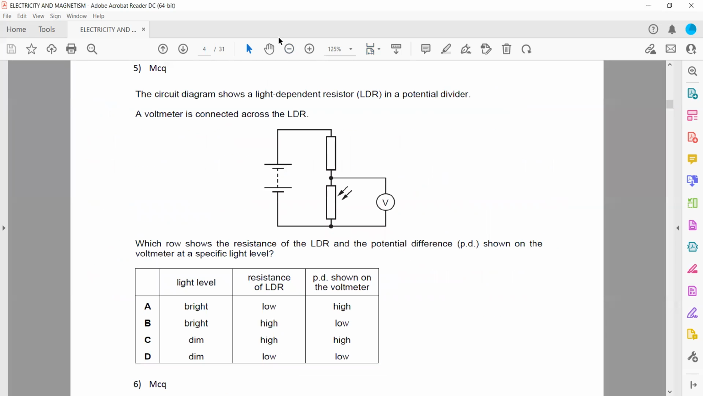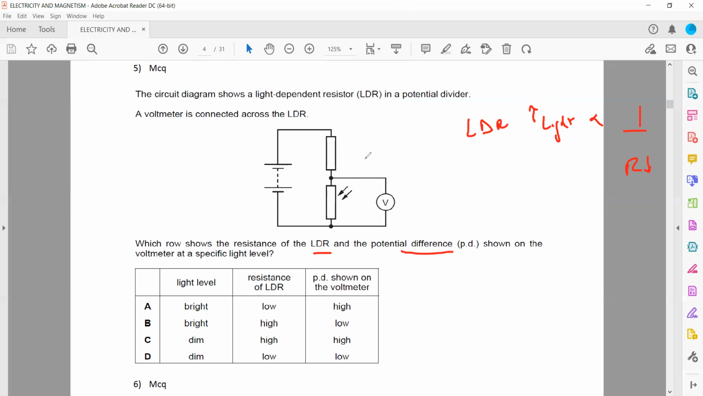In question 5, the circuit diagram shows an LDR, a light dependent resistor, and a voltmeter connected. Which row shows the resistance of the LDR and the potential difference on the voltmeter at a specific light level? For an LDR, when the light intensity increases, the resistance decreases. In the daytime it has low resistance, so the voltage also decreases. At night it has high resistance, so the voltage across the LDR increases.